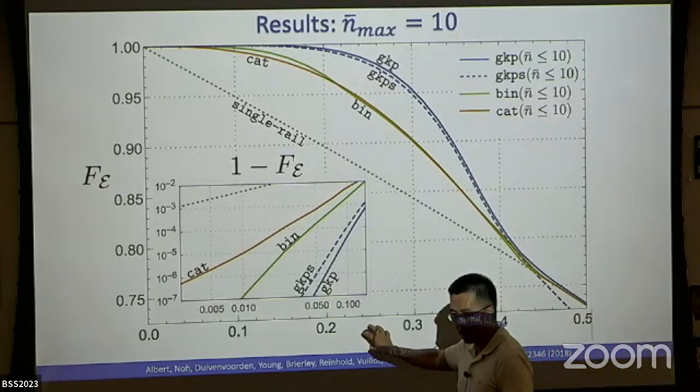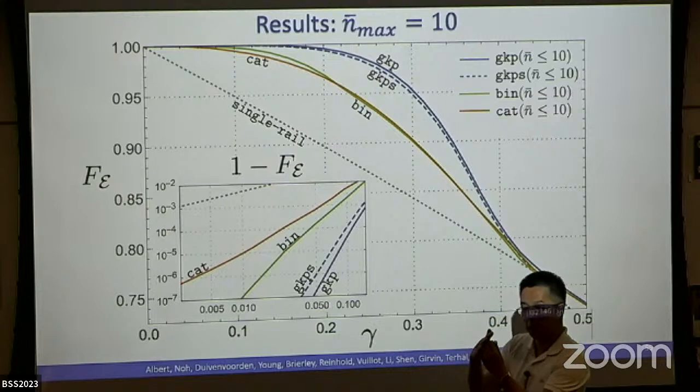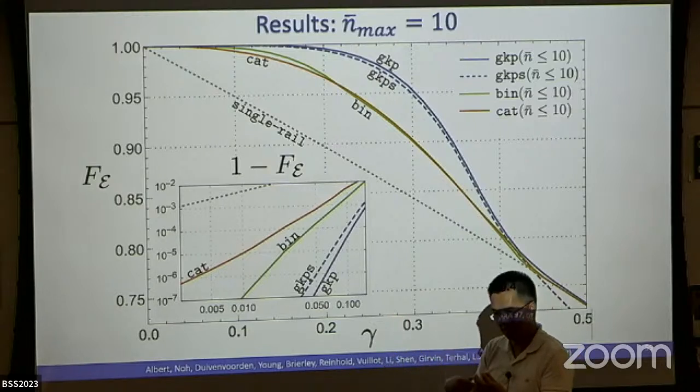The x-axis is called the loss rate, which is as if it goes to a beam splitter with 10% loss, like that.